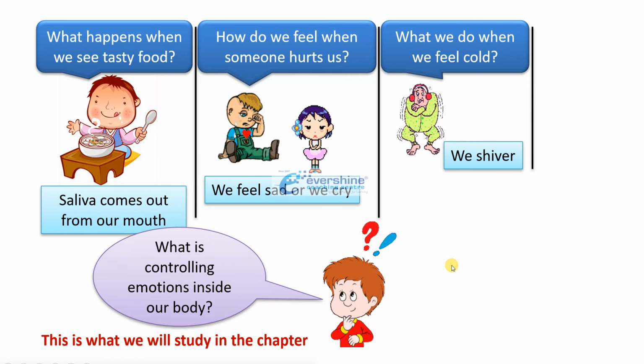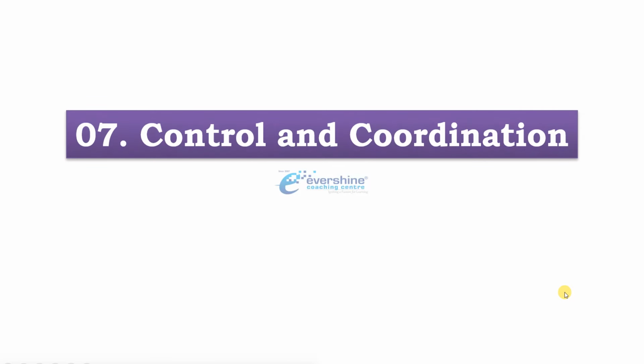I hope you have understood the introduction of this chapter. In this chapter we are going to study all these emotions, feelings, all the sensitive and emotional things, everything we perform in our daily life, who is controlling it and who is coordinating it to happen. Good. So let me begin with the chapter Control and Coordination.